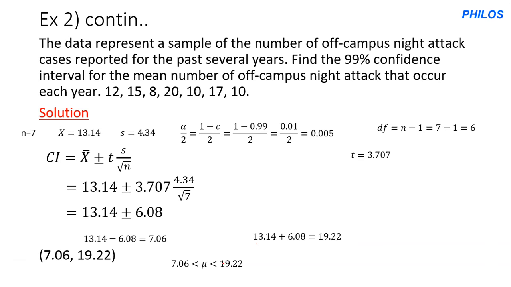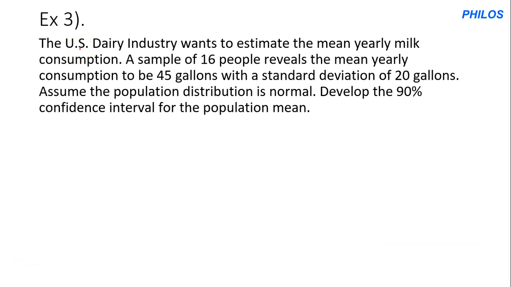So let's look at another example. Example 3 says, the US dairy industry wants to estimate the mean yearly milk consumption. A sample of 16 reveals the mean yearly consumption to be 45 gallons with a standard deviation of 20 gallons. Assume that the population distribution is normal. Develop the 90% confidence interval for the population mean.